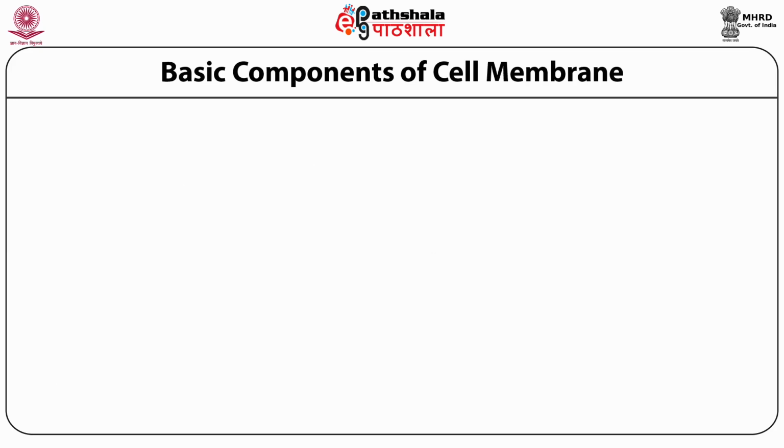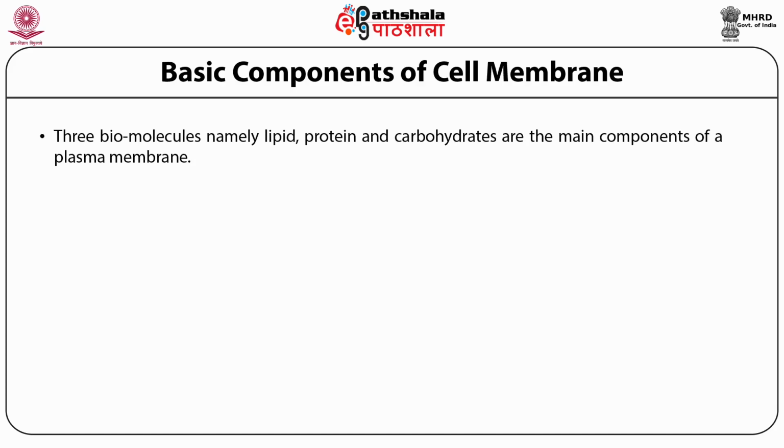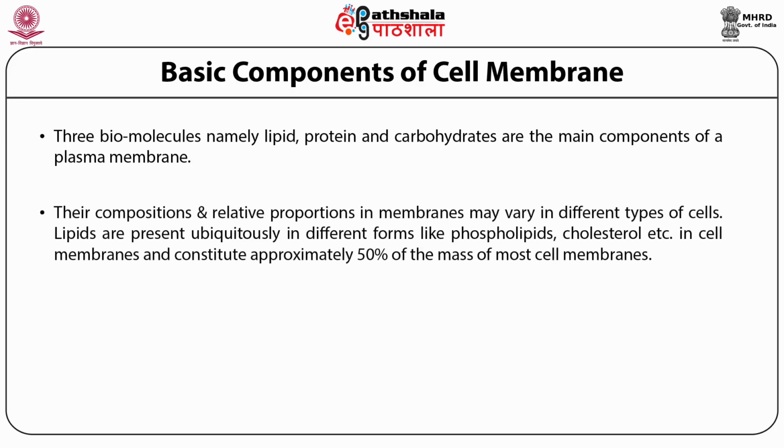Now coming to the basic components of cell membrane. Three biomolecules, namely lipid, protein, and carbohydrates, are the main components of a plasma membrane. Their compositions and relative proportions in membranes may vary in different types of cells. Lipids are present ubiquitously in different forms like phospholipids, cholesterol, sphingolipids, etc. in cell membranes and constitute approximately 50% of the mass of most cell membranes.